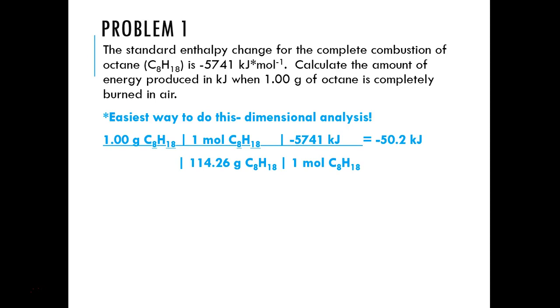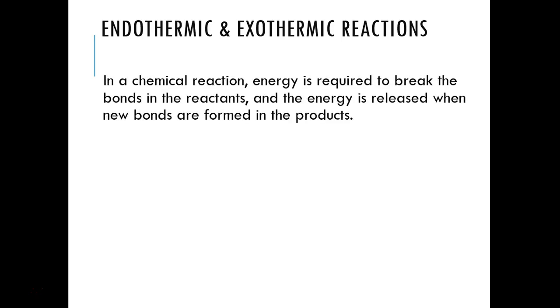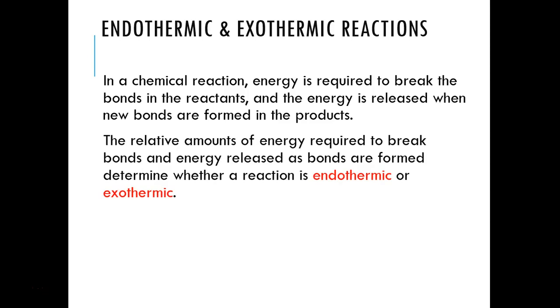it's easy to solve for the kilojoules, given this particular amount. Let's talk about endo and exothermic reactions. We just talked about how the sign of the enthalpy of the combustion of octane was negative. That meant it was exothermic, giving off heat. So in a chemical reaction, energy is required to break bonds in the reactants, and energy is released when new bonds are formed. So depending on the amount of energy required to break the bonds involved and then that's released when the bonds are formed, there will be either a net positive change or a negative change. So we're just comparing the relative amounts, basically, of energy involved.